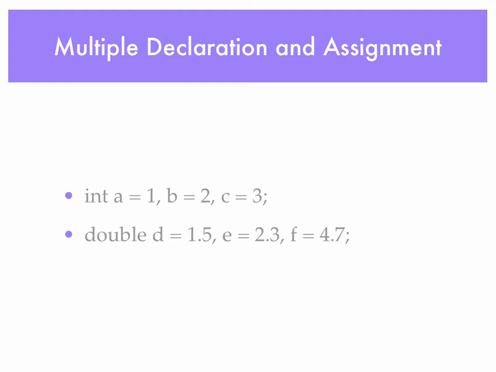So we have an int A given a value of 1, B 2, and C 3. All three variables of type int declared and given an initial value in this one line. We have the double named D given a value of 1.5, E 2.3, and F 4.7. Again, all of those variables are of type double and are given values of type double. That is, they have a decimal value.